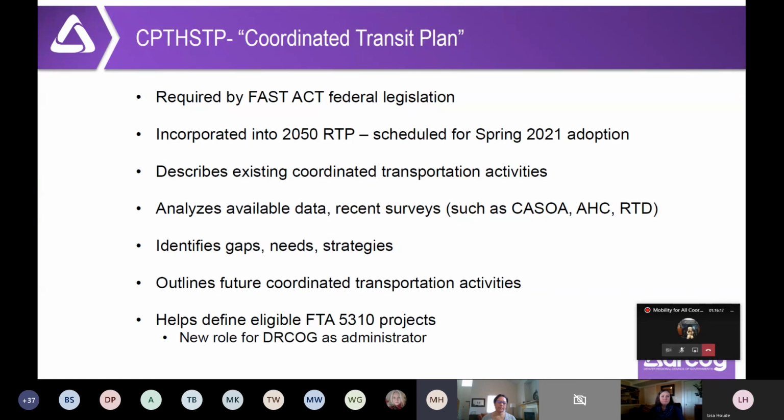It describes existing coordinated transportation activities. It analyzes available data and recent surveys. Of course, it takes into account all the input that we're receiving from the community, and including what we will get from you today. And some of that information that we want to get from you are gaps, needs, strategies, and future coordinated transportation activities. And it also helps define what's eligible for the FTA 5310 program, which DRCOG is a new administrator for.